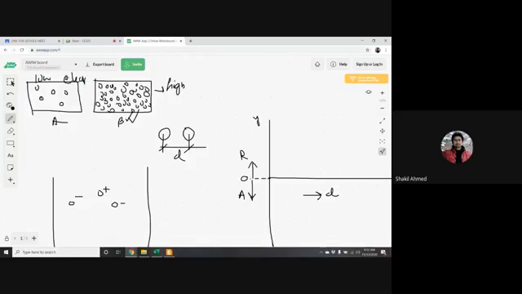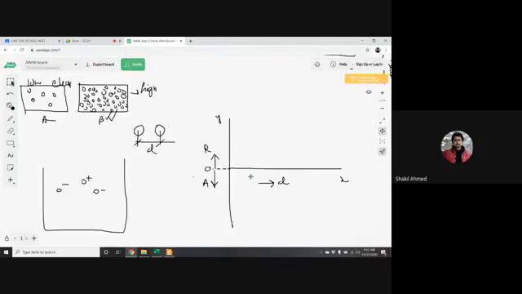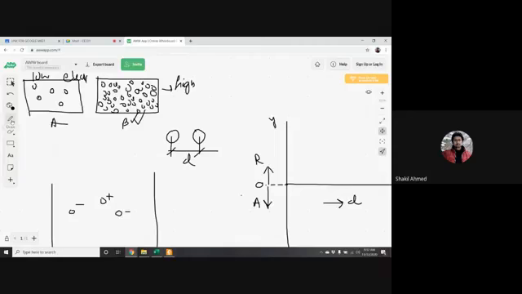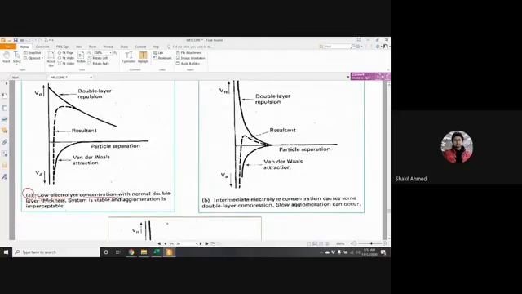Low electrolyte concentration. So when you have low electrolyte concentration, that means your distance is higher. Low electrolyte means distance is higher. That means the particles are away from each other. So when they say low electrolyte concentration, you have to assume that the particles are at a larger distance.